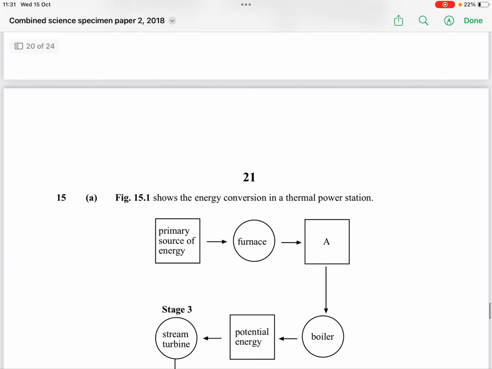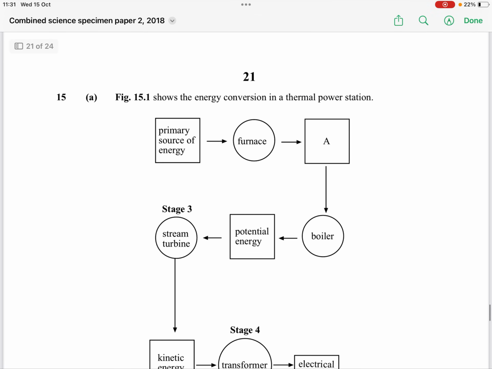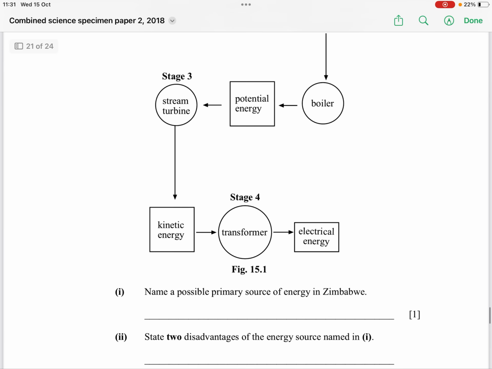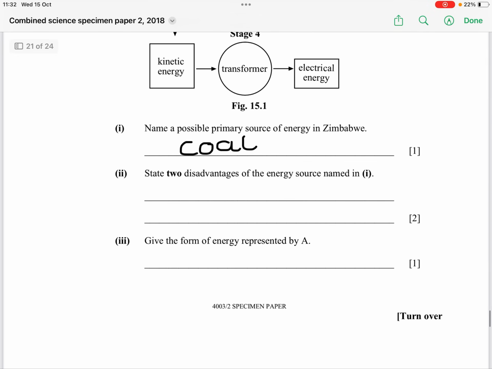So that was all about number 14. We are now moving on to the last question. So the last question, Fig 15.1 shows the energy conversion in a thermal power station. Name the possible primary source of energy in Zimbabwe. So the possible primary source of energy is the coal. And then we are required to state 2 disadvantages of the energy source named in part 1. So the disadvantages of using coal, it is a non-renewable source of energy.